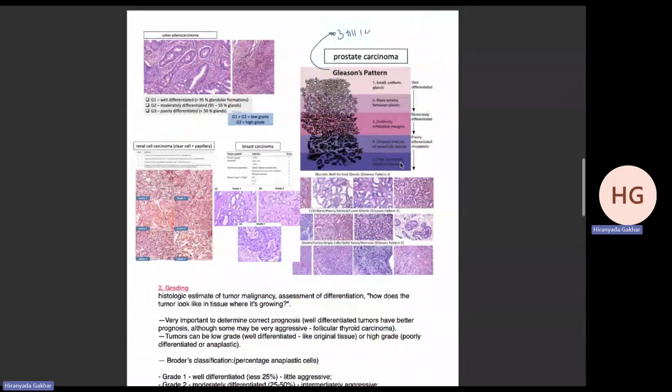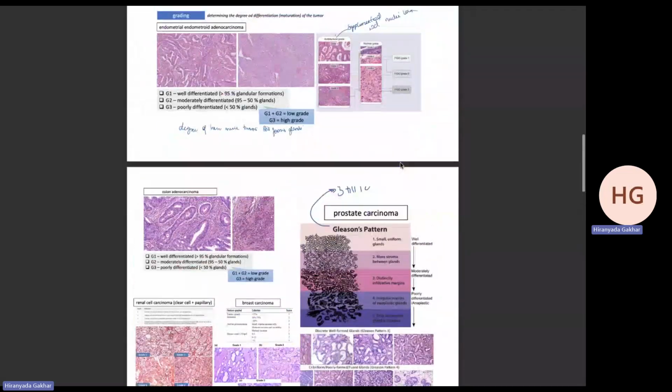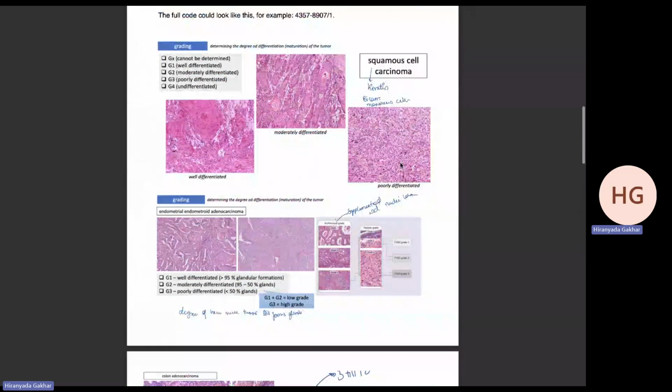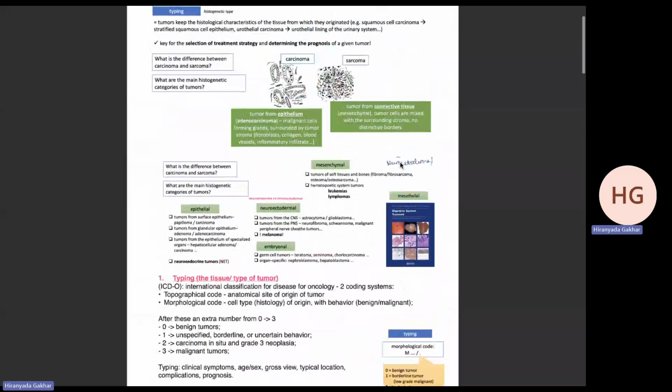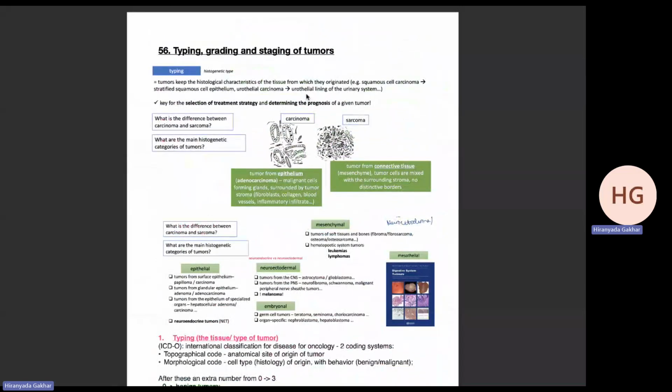We discussed the grading of whether it is well differentiated or undifferentiated, and we covered the typing of the tumor, which tells us about the histological type of the tumor, whether it is from an epithelial origin or a connective tissue origin. And yeah, that's about this question.